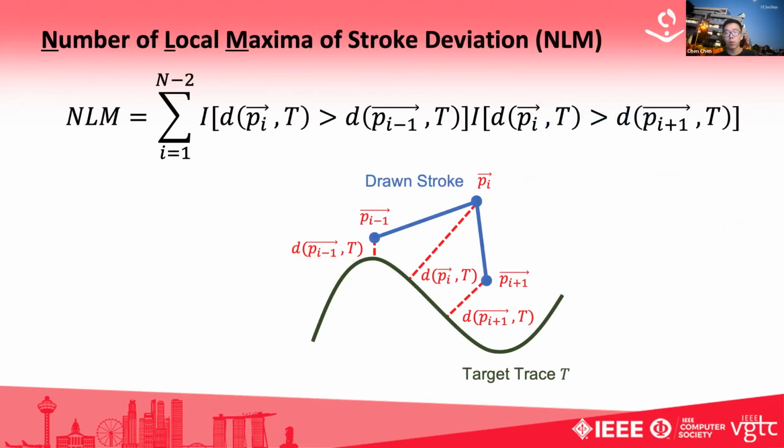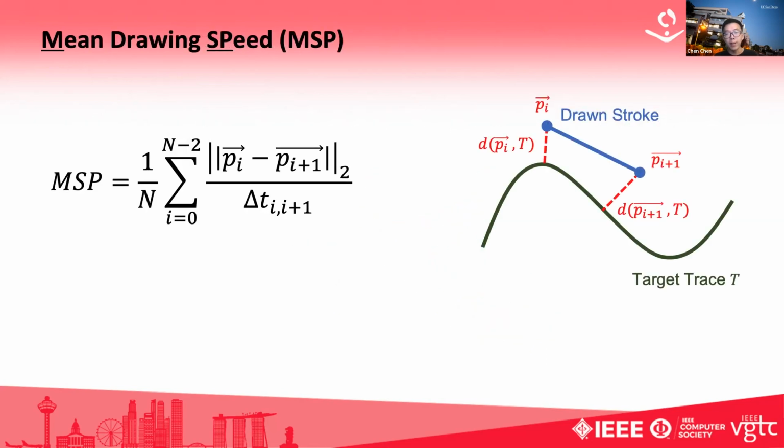We also consider what we call the number of local maxima of stroke deviations, or NLM in short, in the spatial domain. Essentially, this quantitative value describes how frequently the participants attempt to correct instantaneous drawing errors. We finally also look at the mean drawing speed in the temporal domain, which is the average of the ratio of the Euclidean distance between two consecutive strokes and their time difference.